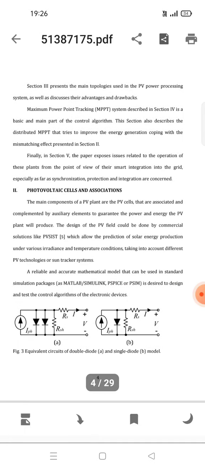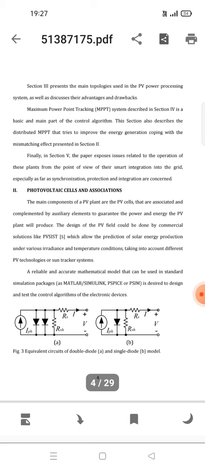Section 3 presents the main topologies used in PV processing systems, as well as discussing the advantages, drawbacks and maximum power point tracking systems. Section 4 describes the basic main parts of the controlling algorithm. This section also discusses distributed MPPT that tries to improve energy generation, coping with the mismatching effects presented in section 2. Finally, section 5 covers the related operation of these plants from the point of view of their smart integration into the grid, especially synchronization.